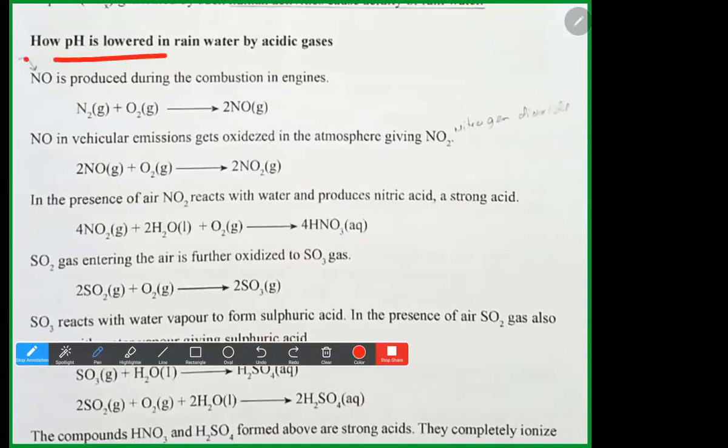How is pH lowered in rainwater by acidic gases? Okay, NO is produced during the combustion in engines. That NO oxidizes with O2 to give NO2. That NO2 oxidizes again, dissolving and reacting with water, from +4 to +5 nitrogen, making the strong acid, nitric acid.